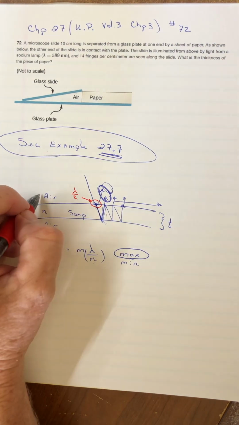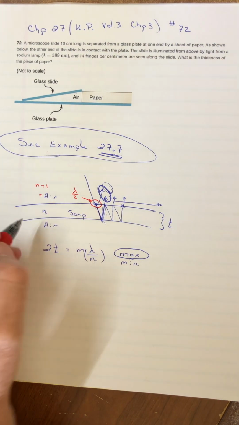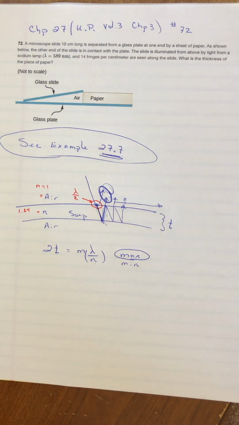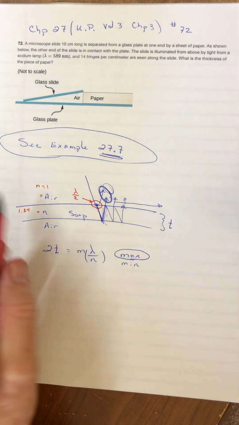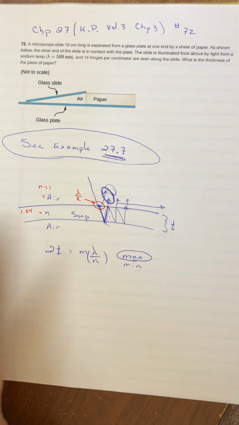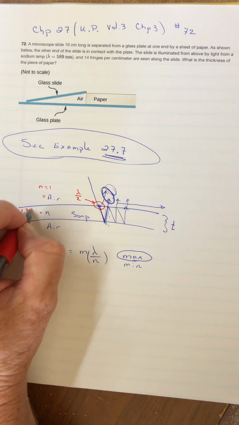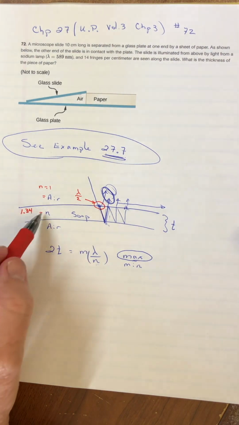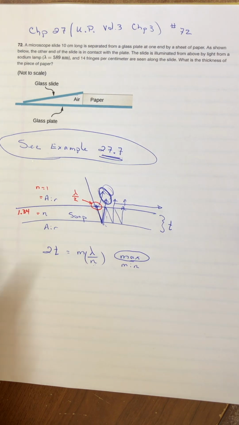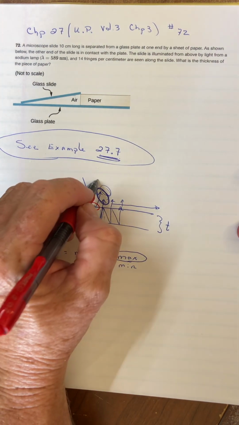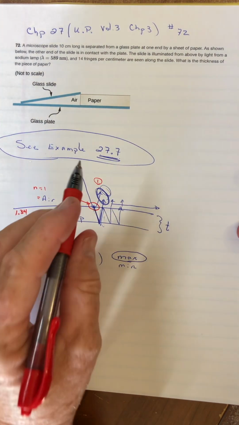Because it's going from the air, which has an index of 1, into the soap, which is mostly water, a little bit of other stuff, so I'll make its index a little bit higher than water. And so it would have an index probably about 1.34 if I was guessing. The point is it's way above 1, and it's going to have a phase shift.